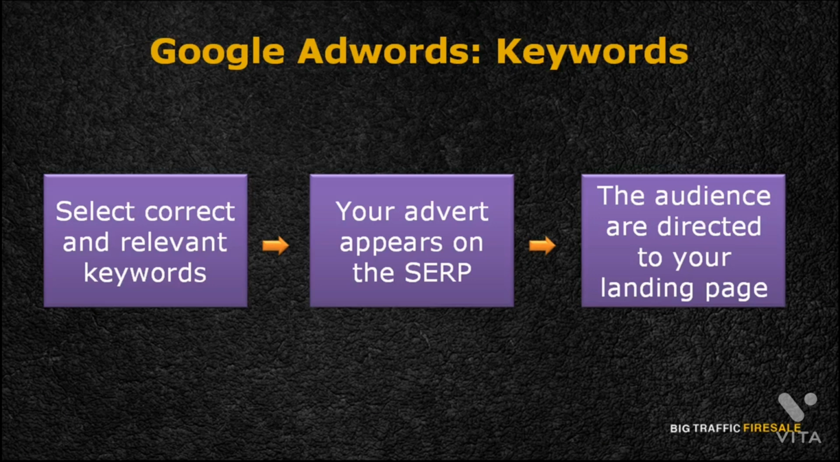Keywords. Selecting the correct and relevant keywords to direct the audience to your landing page is key. As the advertiser, you select a keyword that a searcher might type when they search for their particular interest on the Google search engine. Then you create an advert that will appear on the SERP based on the keywords.